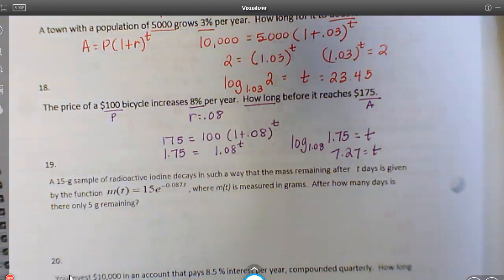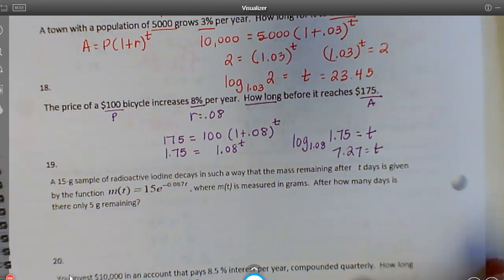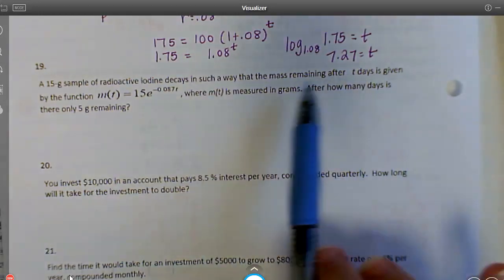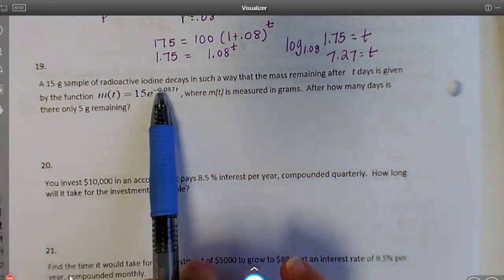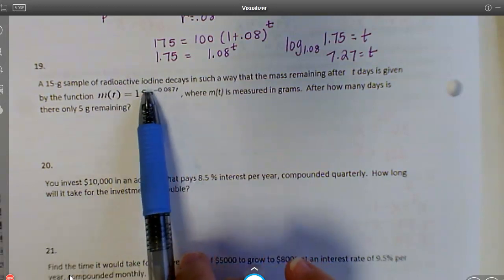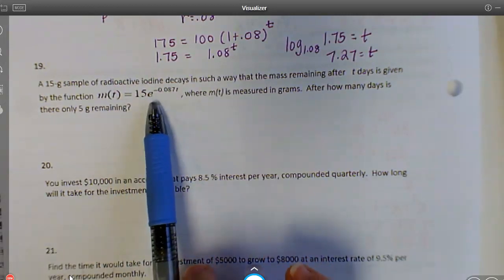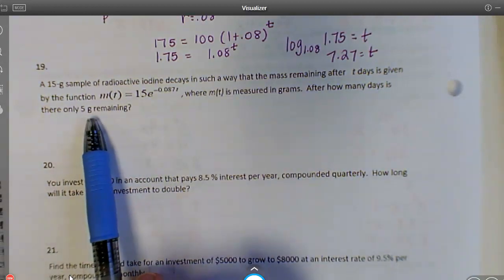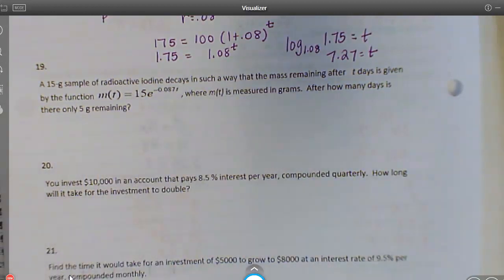Alright, let's look at number 19. So in number 19 it says that we have a 15-gram sample of radioactive iodine. It's decaying in such a way that the mass remaining after t days is given by this function. So they've given you the function, which means I don't have to worry about coming up with the equation. I'm going to use the equation that they gave me. How many days until there is only 5 grams remaining?